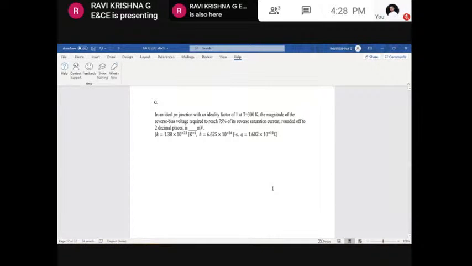Now let's move to the next type of question, which is based on a PN junction or a simple diode. It is given that in an ideal PN junction with an ideality factor of 1, that is eta equal to 1, the temperature is given as 300 Kelvin.